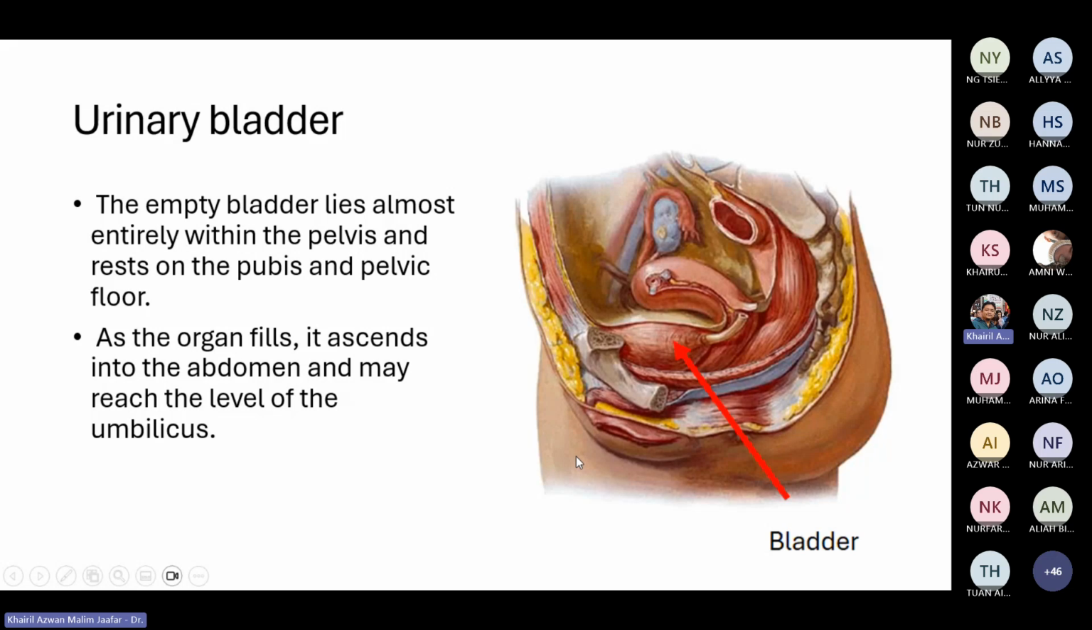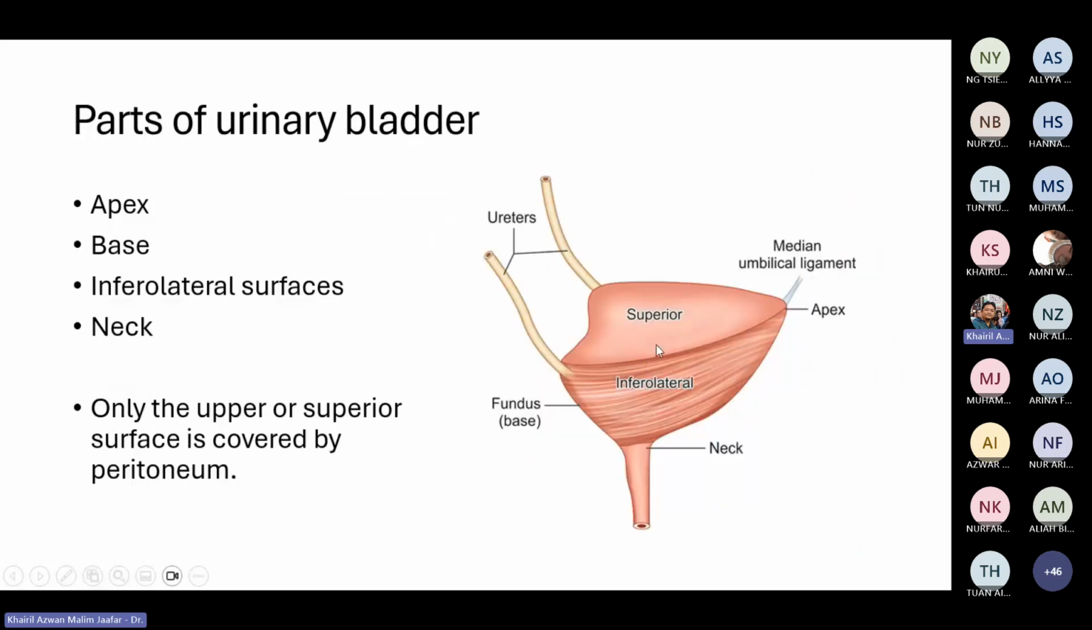Okay, the urinary bladder. Let's go through something about the urinary bladder. The parts are also important: apex, superior, inferolateral, base, and also the neck.